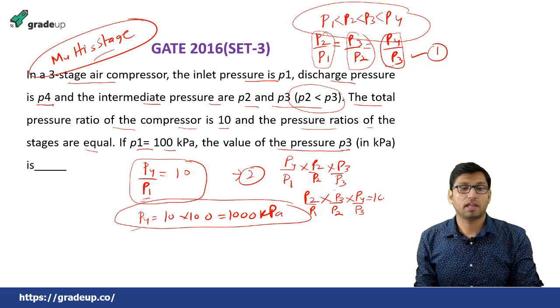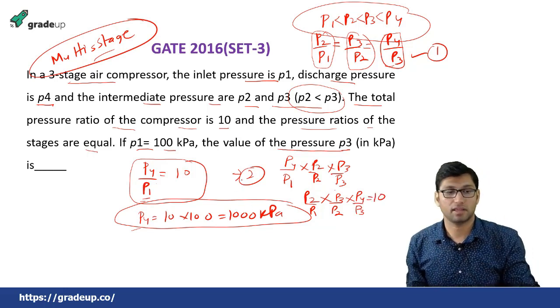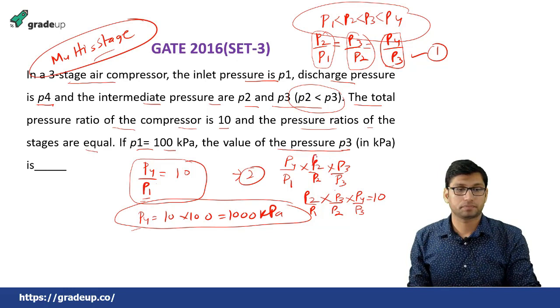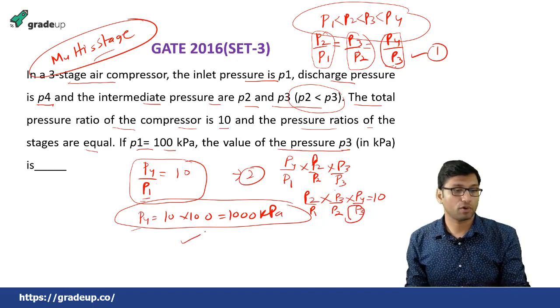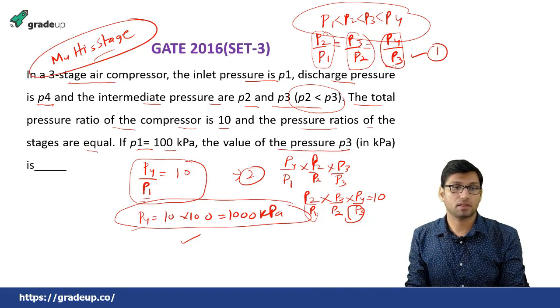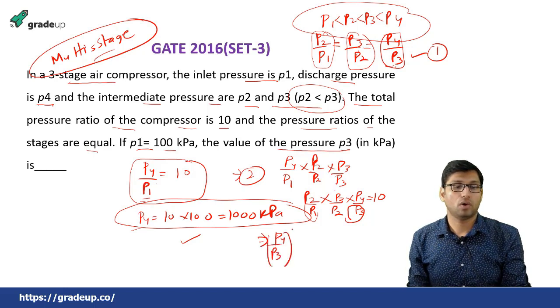Okay, equal to 10. This is simple rearranging. Now, since we know that P2 by P1 is equal to P3 by P2 is equal to P4 by P3, if this is all equal, since we need to find P3 here and P4 we already know, we will be converting this all into P4 by P3, since this ratio is equal to P4 by P3. So this will be equal to (P4 by P3) whole cube equal to 10.